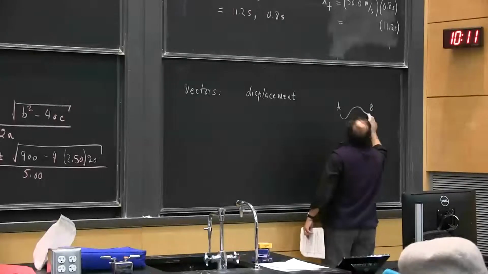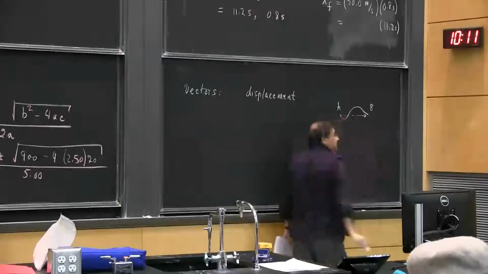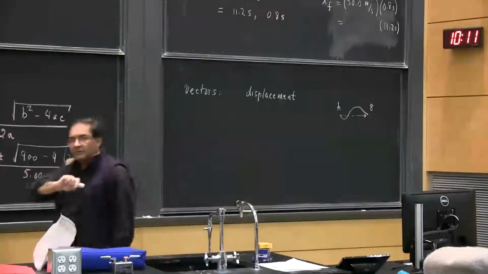and I go like this, then displacement really is this vector. Okay, so it's pretty simple. Displacement is you go from initial to final.